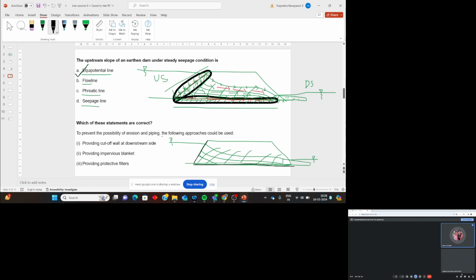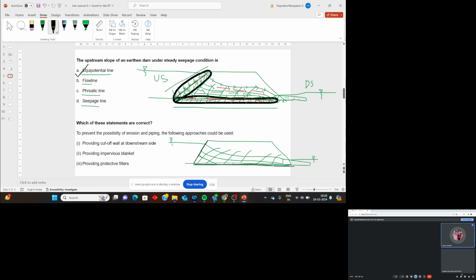Okay, providing a vertical cutoff wall, sheet pile, on the upstream side. Okay, upstream side. So this is the downstream side. It is wrong.